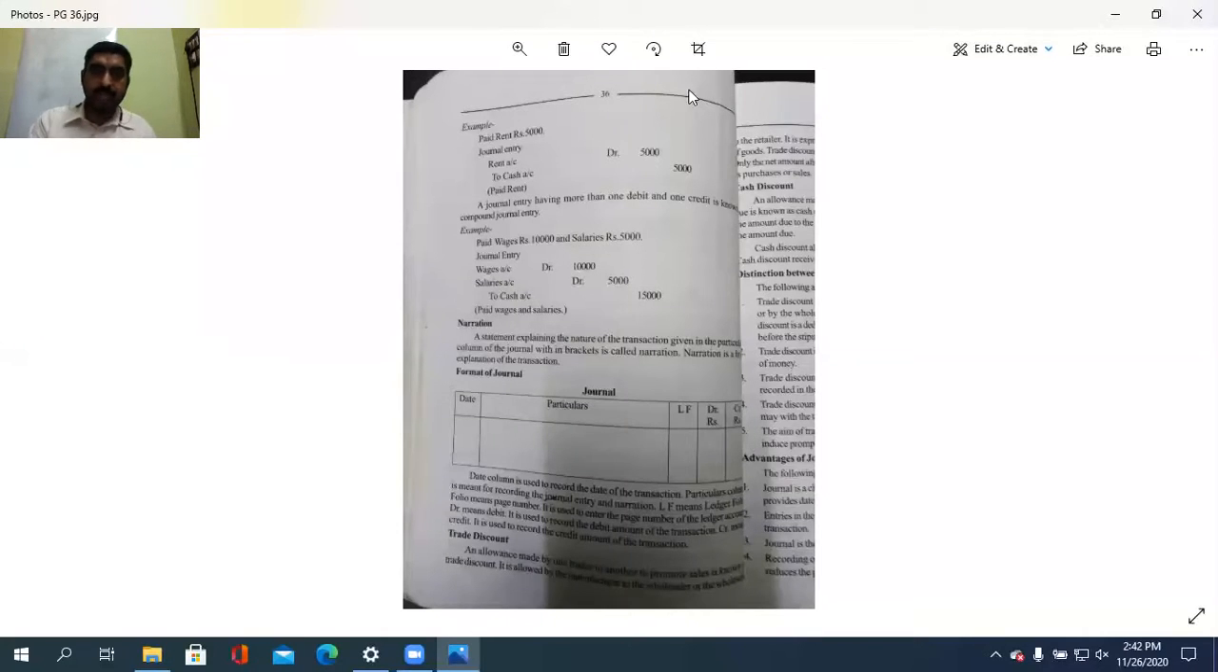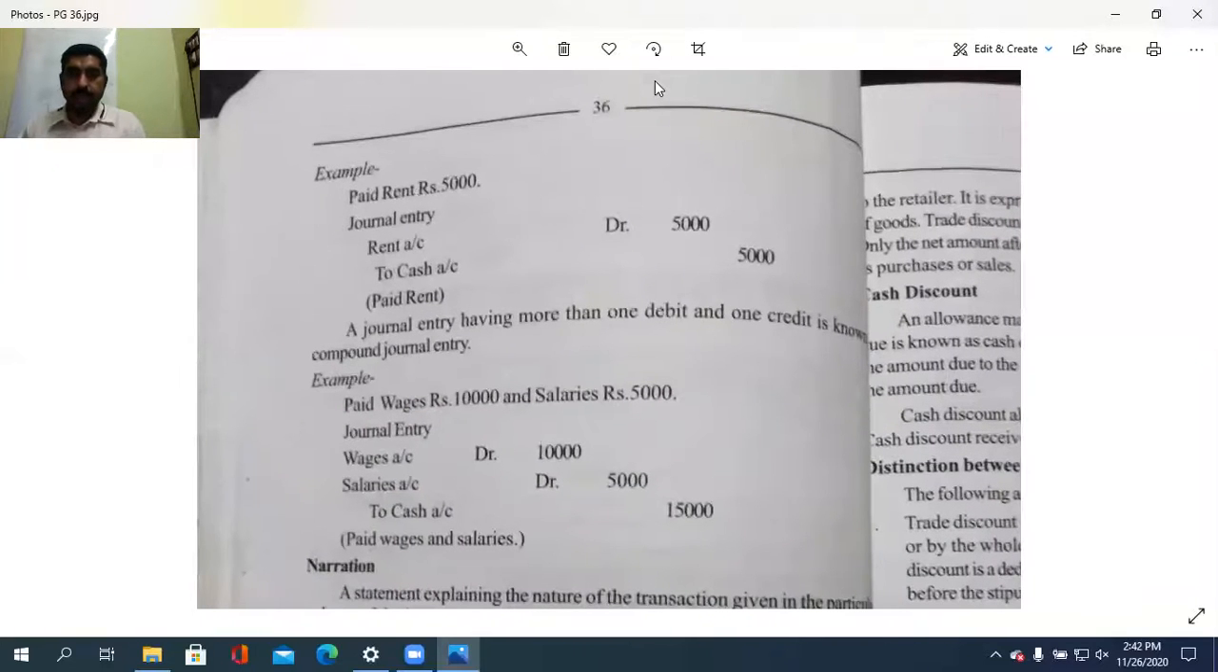So for example, see, paid rent. Rent account is to be debited and cash account is to be credited. Why is the rent to be debited? It's a nominal account, isn't it? Expenses and losses are to be debited as per the rules with regard to the account. We already saw that, isn't it? Personal account, real account, nominal account. Debit the receiver, credit the giver. Debit what comes in, credit what goes out. Debit all expenses and losses and credit all incomes and gains.